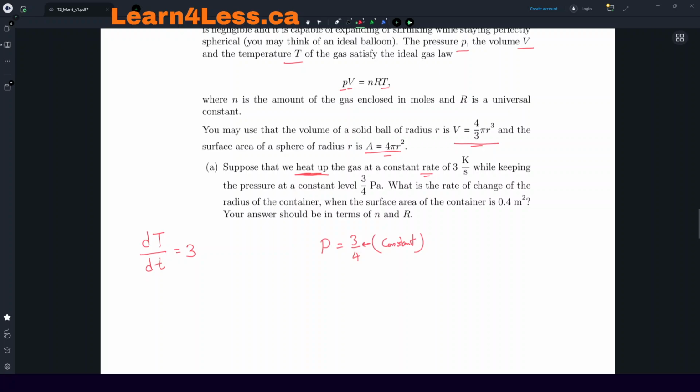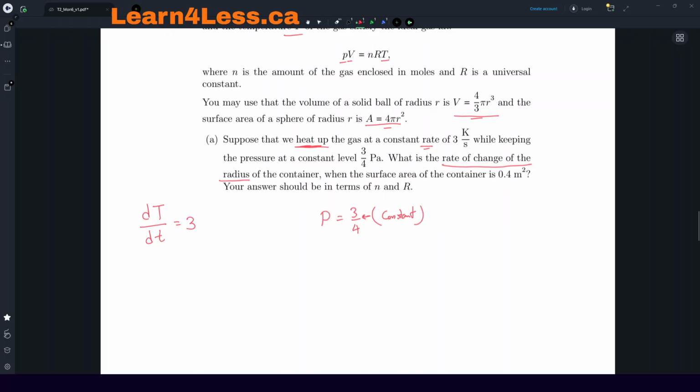So we want to know the rate of change of the radius. So basically they want to know how fast the radius is changing, maybe increasing, maybe decreasing. So this problem is a related rate. Why? Because they are providing one rate to you and they are asking for another rate. And the other rate is the derivative of radius with respect to time, how fast the radius is changing.